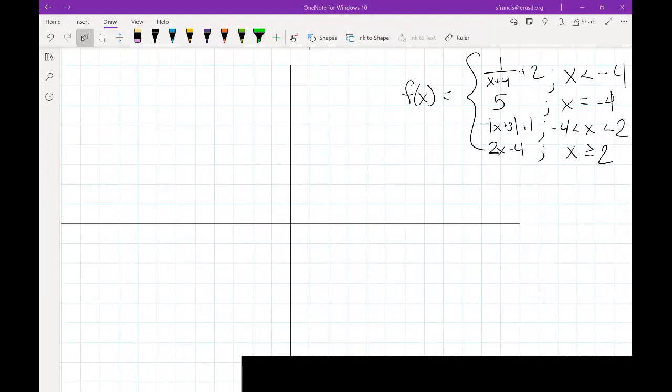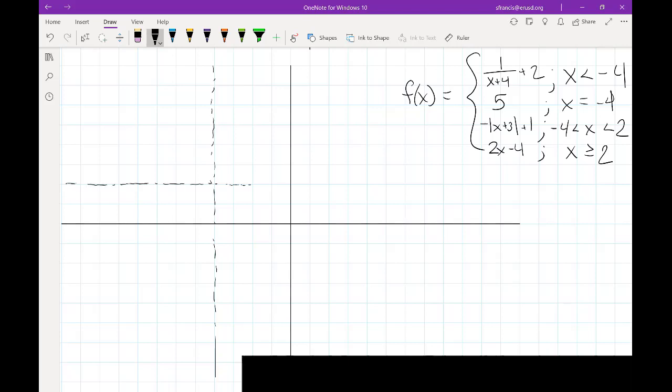Now I am going to go piece by piece. So let's start. I'll do the first graph in black, and then I'll trace the part I want to keep in red, and then delete the black part. So the first part is a hyperbola. We have the x plus 4 in the denominator, which says we're shifting the hyperbola 4 units to the left. The plus 2 is a shift upward 2 units. So the hyperbola is going to have a vertical asymptote at x equals negative 4. I'll keep that in there in black. And it's going to have a horizontal asymptote of y equals 2.